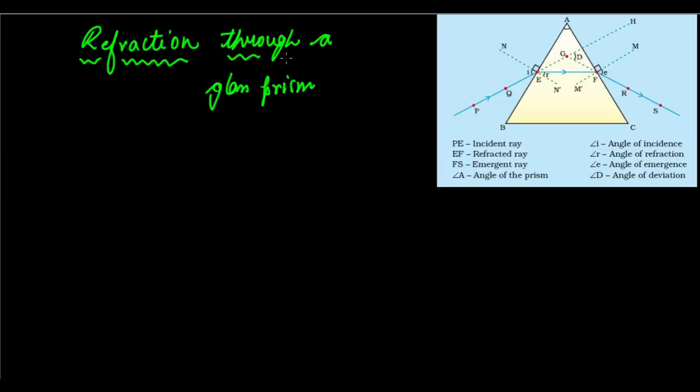We took a rectangular glass slab and we saw that light refracts, that is, it bends when it moves from air into the glass slab. It moves towards the normal, then it goes straight, and when it exits the glass slab, it emerges away from the normal and it emerges parallel to the incident ray, right? The emergent ray is parallel to the incident ray with some lateral displacement.